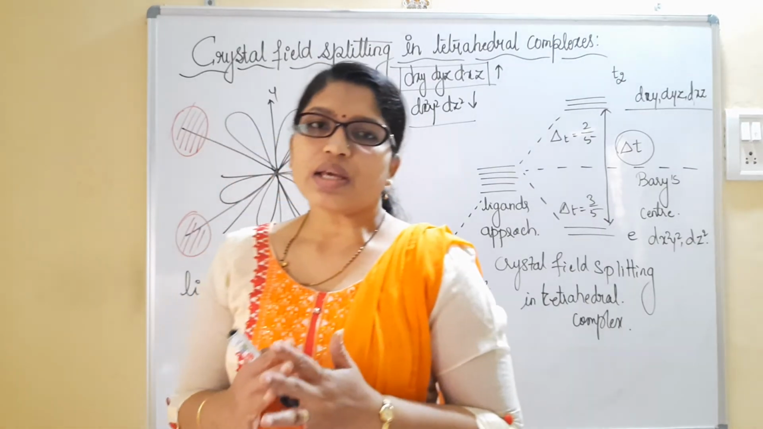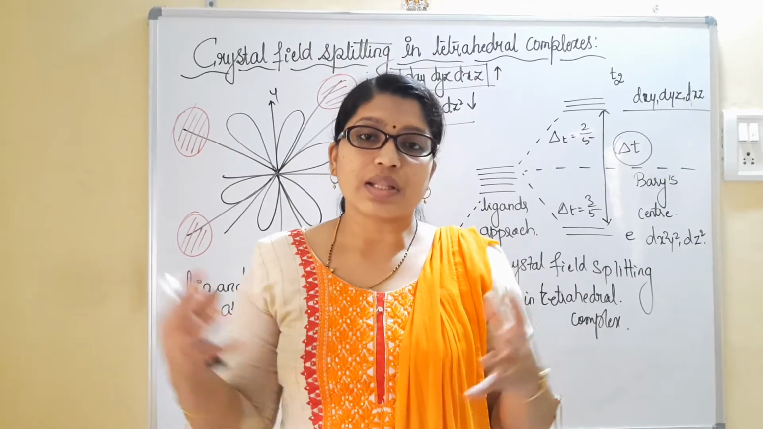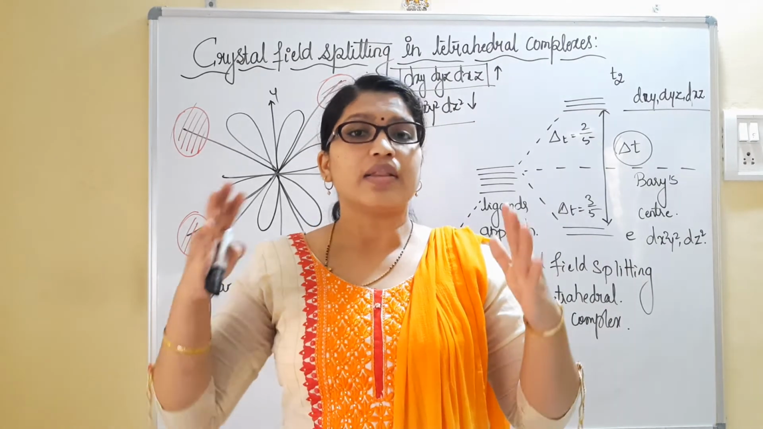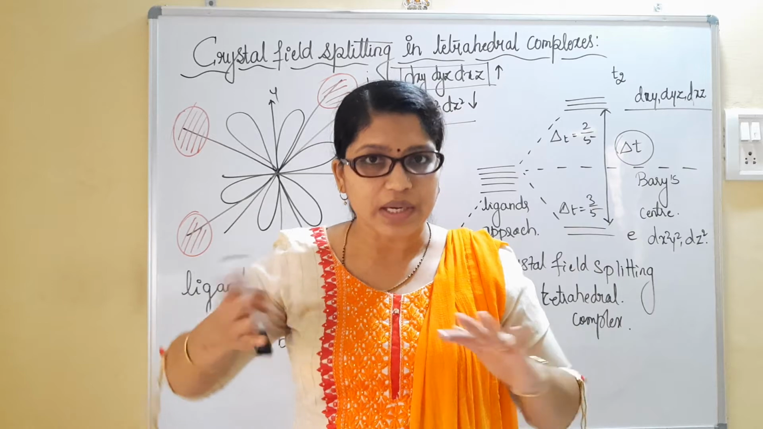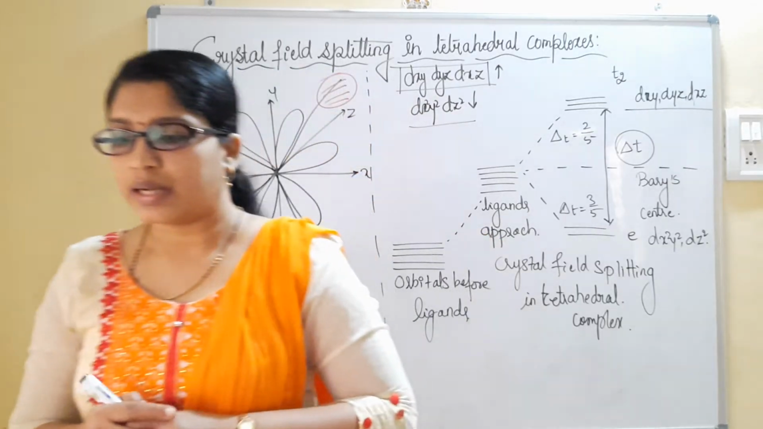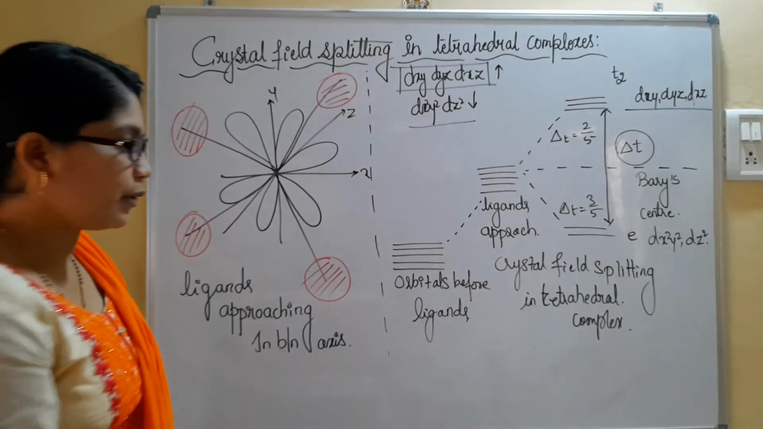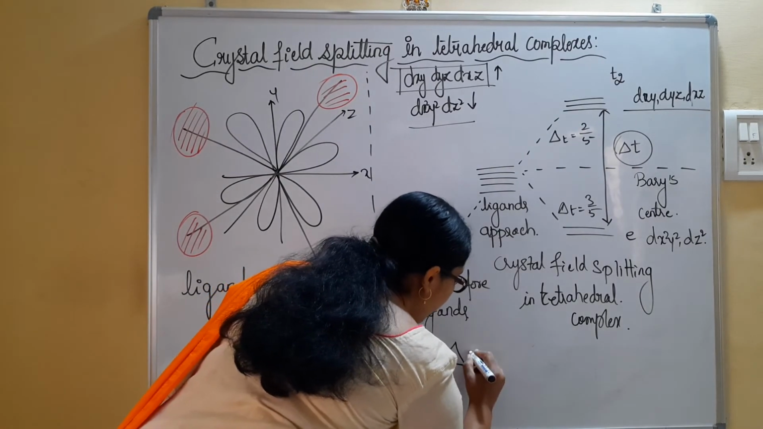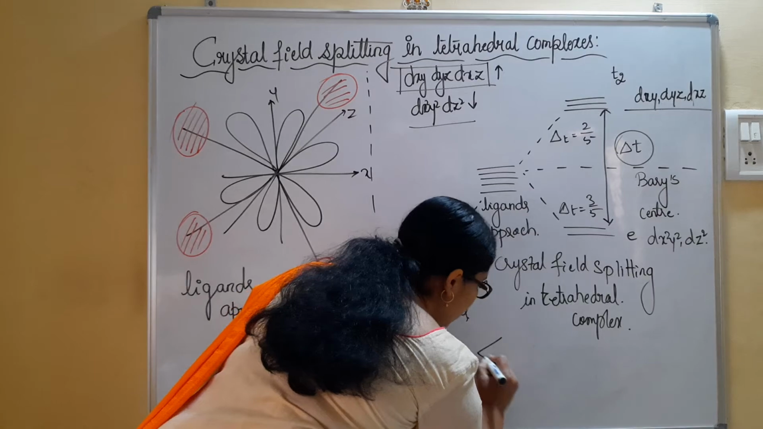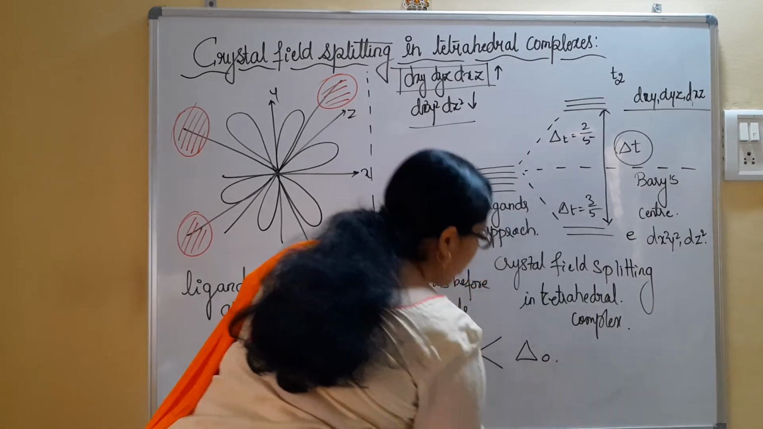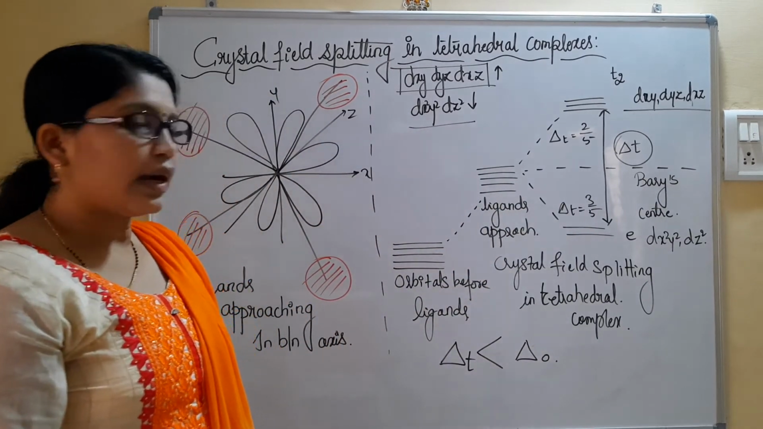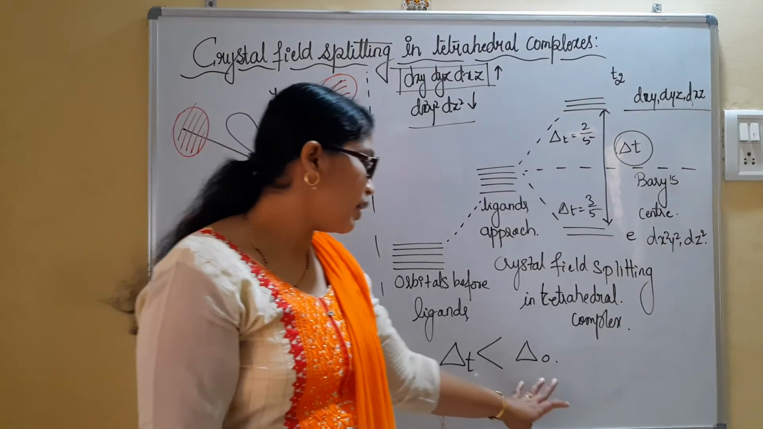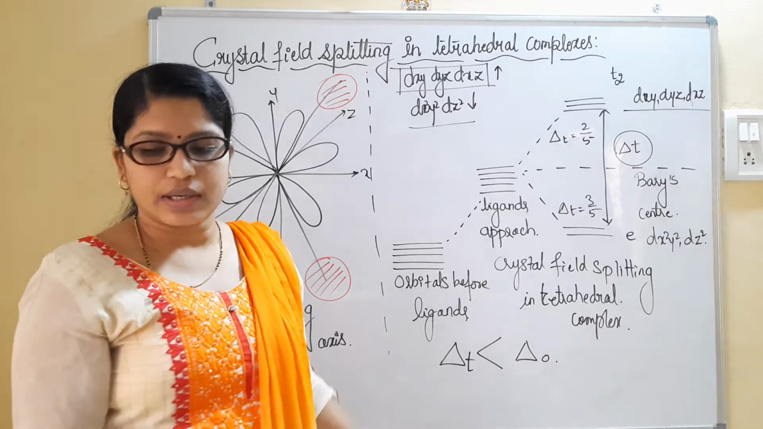Because in case of octahedral complexes, there are 6 ligands approaching and repulsion is very high. They show the highest field of splitting than that of the tetrahedral. I must mention here that delta T, tetrahedral splitting, is less than that of delta O, that is octahedral. Octahedral complexes show the highest splitting than that of the tetrahedral complexes.